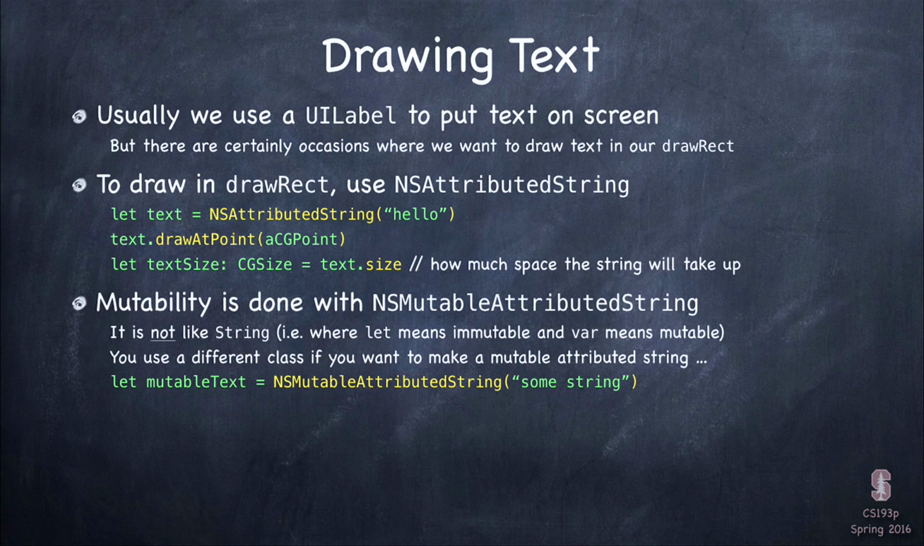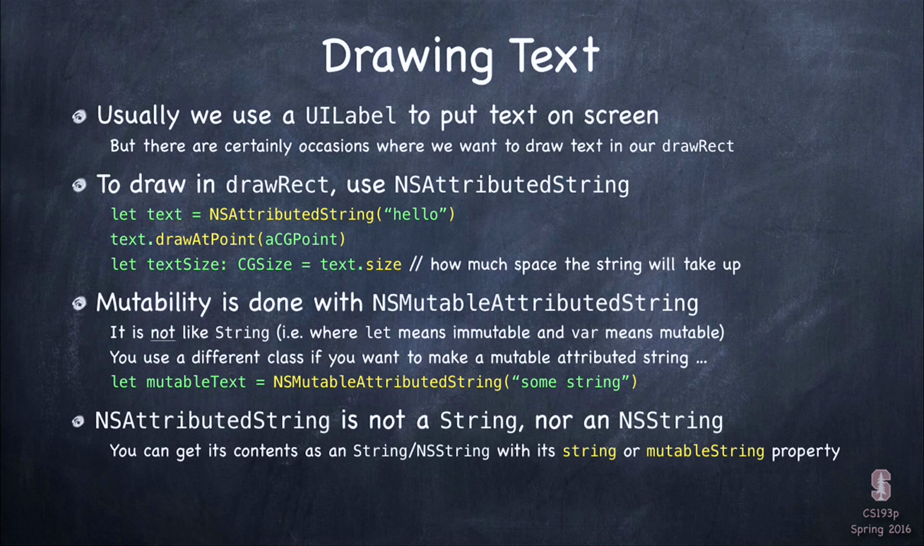Well, that's not true for NSAttributedString. You can't say var NSAttributedString. That's still immutable. The way you do mutability is with NSMutableAttributedString. It's a different class. So if you want to build an attributed string and start setting the attributes on it, you need to use the mutable attributed string instead. You create it the same way with some string, but now you can set the attributes of it. So that's one thing that's kind of weird: you have to use this mutable version of it.